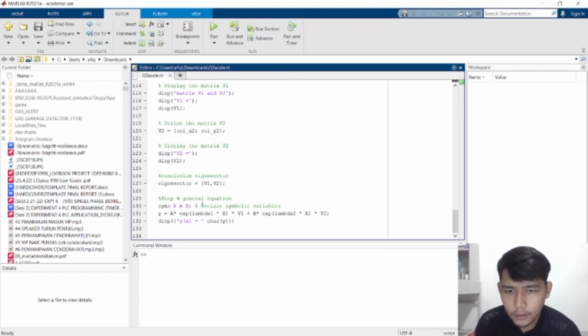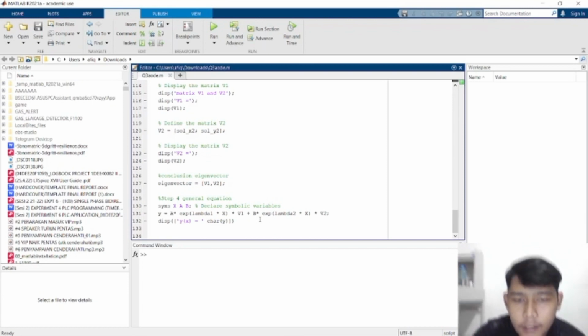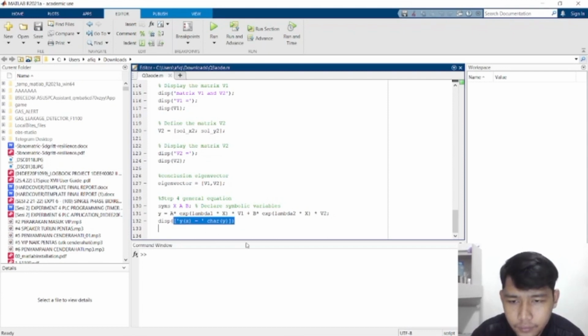So last is the general equation. As well as x, a, and b, we declare the symbolic variables. So the last equation is y equal to a multiplied by exponent of lambda 1 times x, multiplied by v1, plus b multiplied by exponent of lambda 2 times x, and lastly multiplied by v2. So we should display this one. Then we run.